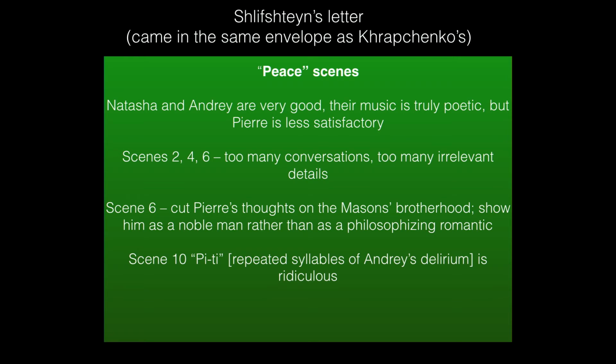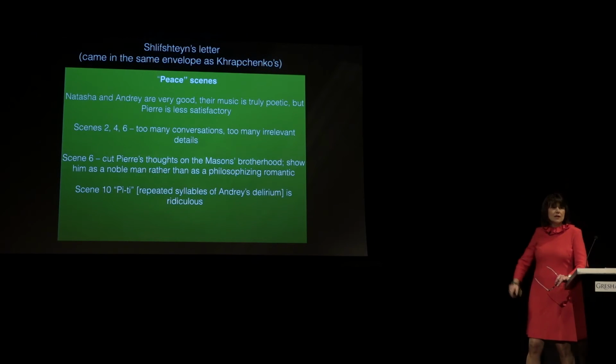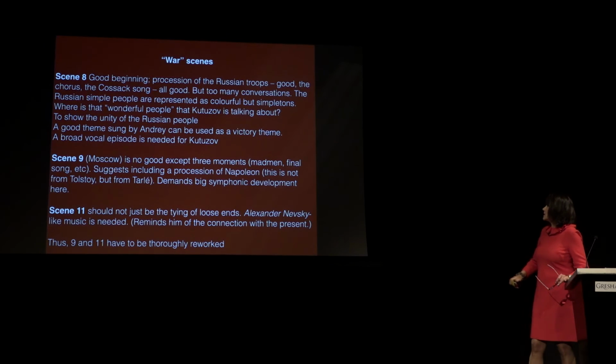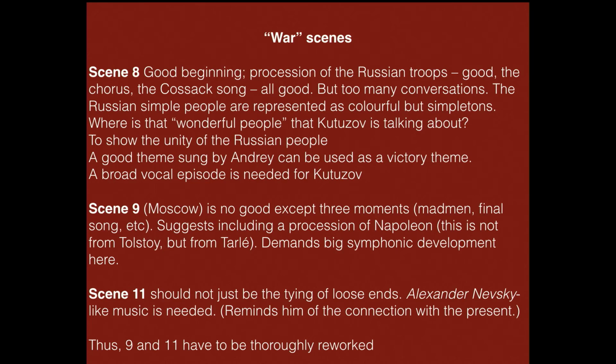Well, of course, cut all the Masonic thoughts of Pierre, because he's not supposed to be a Mason in the Soviet version of War and Peace. So these repeated syllables in the chorus, I will show you that scene, that's supposed to be like the sounds in André's mind during the delirium scene. That is ridiculous. Cut it out, he says. But war scenes, many more comments. The good beginning, that's all good, but too many conversations.